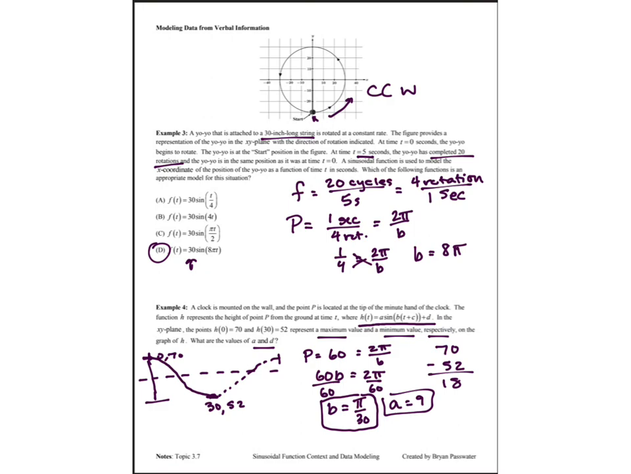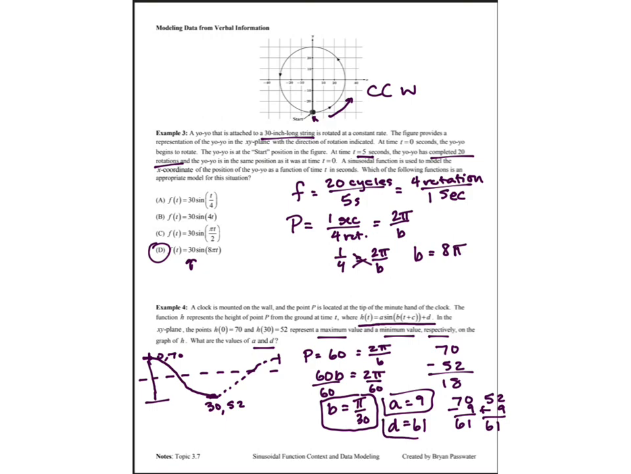So what does that tell me about the midline? You can find it two ways. You could do peak minus amplitude, 70 minus 9. D equals 61. What else could we do? Add it to 52. 52 plus amplitude. Also 61.